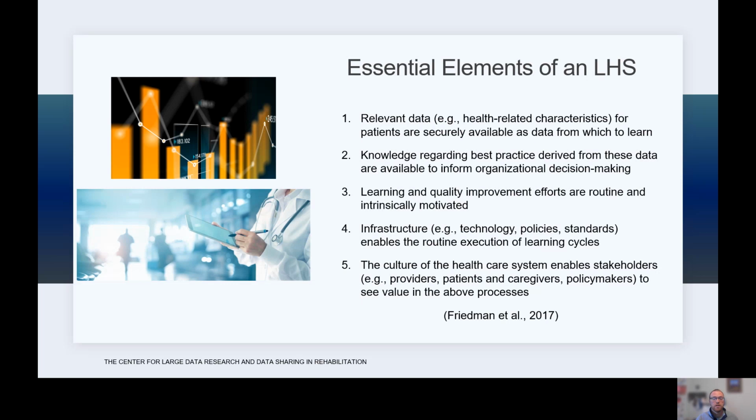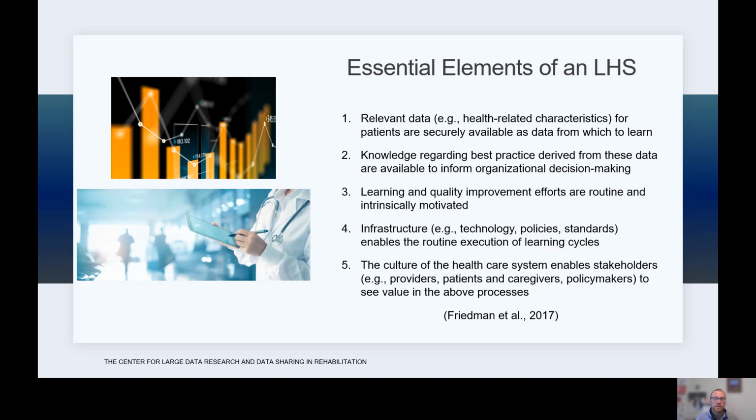This is really important. Learning and quality improvement efforts are routine and intrinsically motivated. So most health systems are capable of engaging in these quality improvement efforts when some kind of an external motivator comes in. So for example, a regulatory body comes to a health system and says, if you don't improve this specific care process, you're in danger of losing your accreditation status. Most health systems will respond to that effort by engaging in quality improvement efforts, targeting that specific care process.